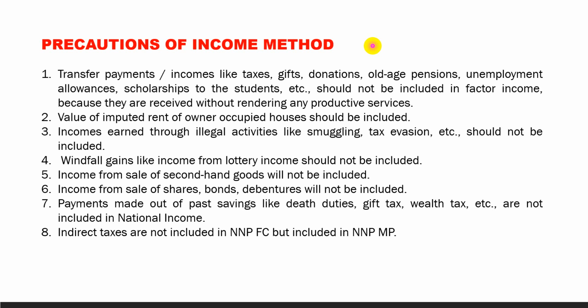Payments made out of past savings like death duties, gift tax, wealth tax, etc. are not included in national income because these payments are made from past savings. These are not current year expenditure. Indirect taxes are not included in national income, that is NNP at FC, but are included in NNP at MP. So these are the precautions we need to remember while calculating national income by the income method.